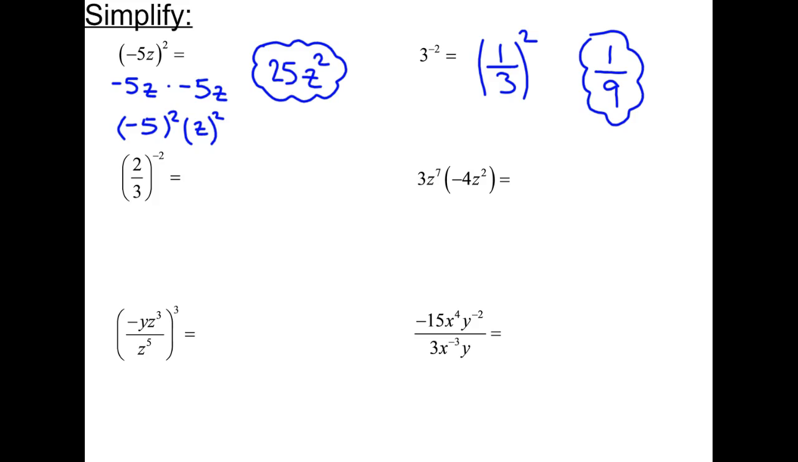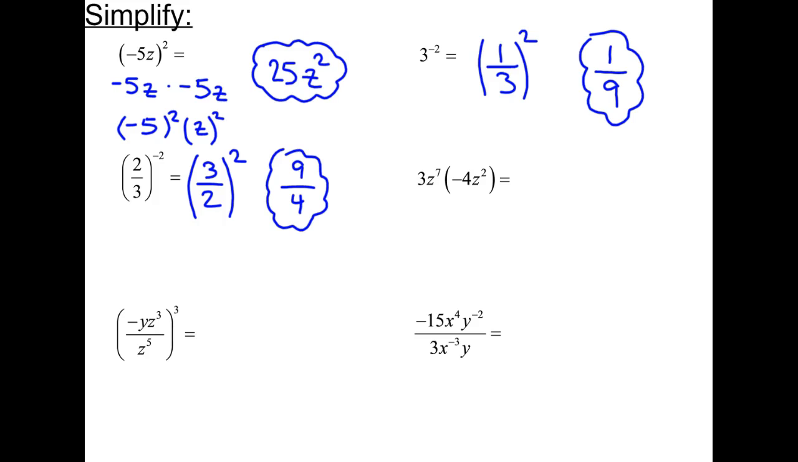Okay. This next one, 2/3 to the negative 2, that's the same type of problem, except in this case we have a fraction. So take the reciprocal of your base and change the exponent to positive. So the reciprocal of 2/3 is 3/2. Once I take my reciprocal, my exponent sign changes, and now I can square this and have 9/4.